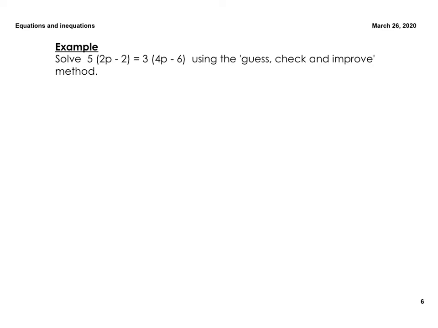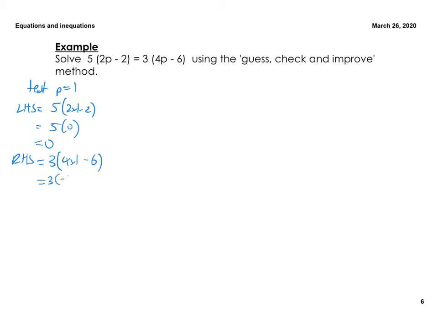Let's start by testing something. Let's say, for example, p equals 1. So test p equals 1. The left-hand side equals 5(2 times 1, take away 2), which is going to be 5 times 0, which is 0. RHS equals 3(4 times 1, take away 6), 3 times negative 2, which is negative 6. LHS does not equal RHS, therefore p is not 1.